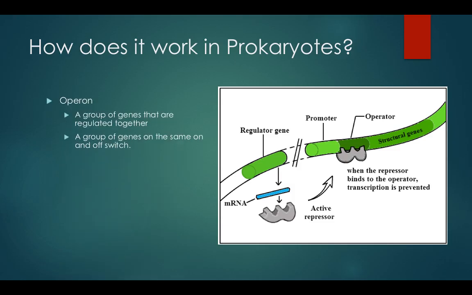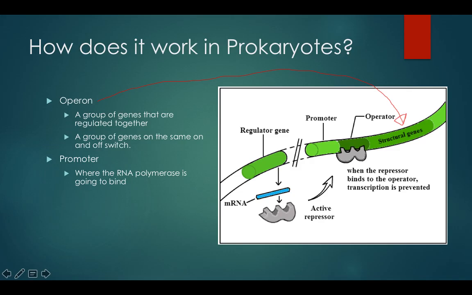The first thing that happens is you're going to have an operon. An operon is a group of genes that are regulated together, a group of genes that are on the same on and off switch. So in this picture right here, even though it's not labeled, it would be this part right here, the structural genes. That would be your operon. Basically, it's the protein you want to make. So think of the operon as the protein or proteins that you want to make if you happen to be a bacteria.